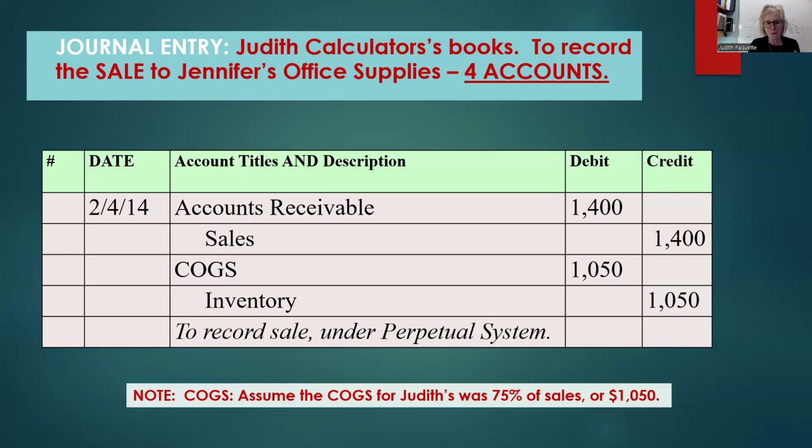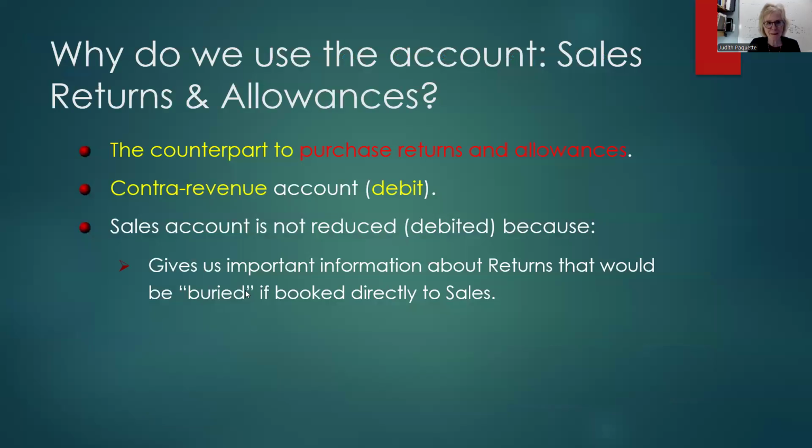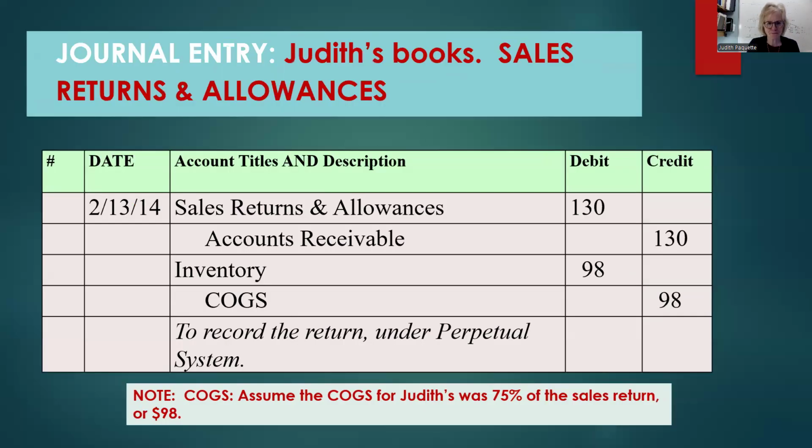Okay. So sometimes they'll just give you the dollar amount. Cost of goods sold, 1,050. Sometimes they'll say cost of goods sold is 75% of sales. Sometimes they'll say gross margin is 25% of sales. You've got to calculate, that means cost of goods sold is 75%. So here's your journal entry for sales. And I'm going to get through these 3 and then we'll come back to that problem.